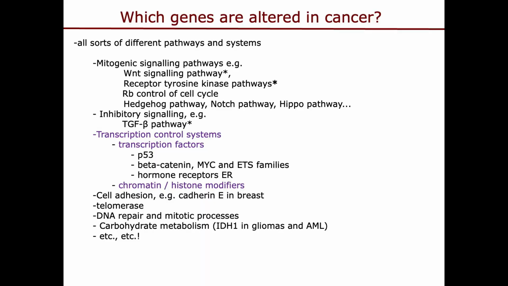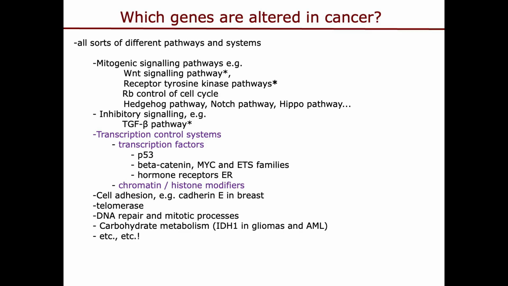Then there are a whole series of mutations which occur in genes which control transcription, the production of messenger RNA. There are transcription factors themselves which control gene expression directly, and these include molecules like p53, which we've discussed before, beta-catenin, MYC, and members of the ETS families, which are all prominent in human cancer, and hormone receptors such as the estrogen receptor. These are hormone receptors that are in the nucleus and bind directly to DNA and control gene expression.